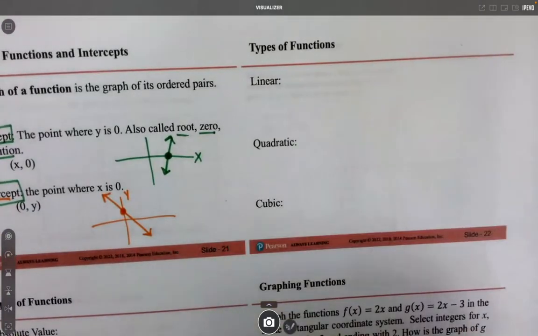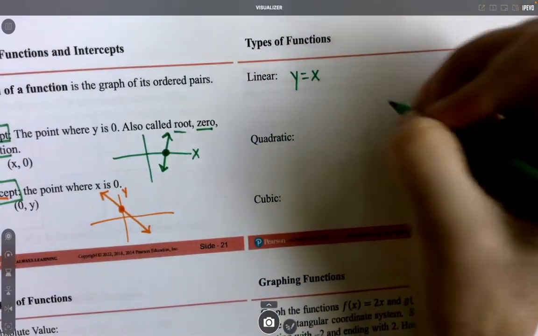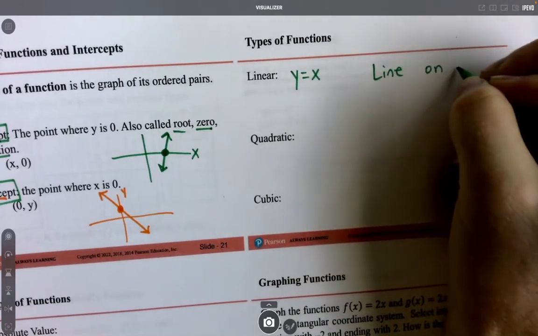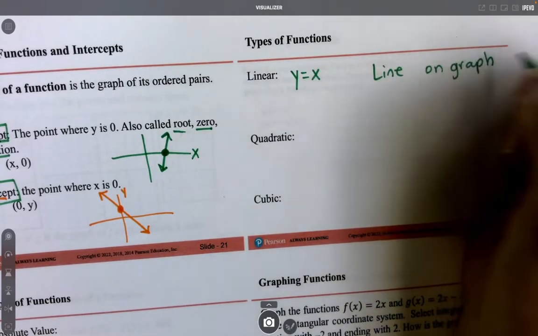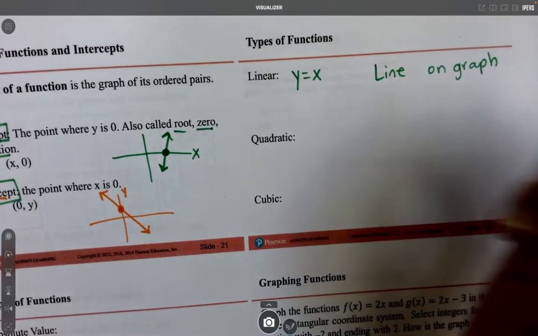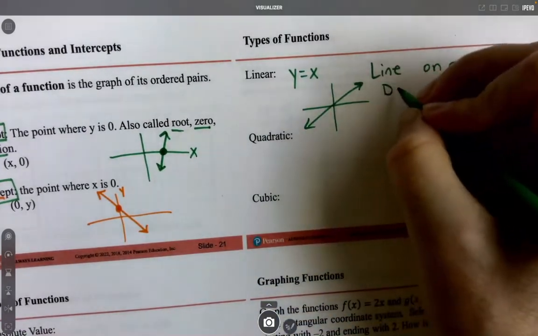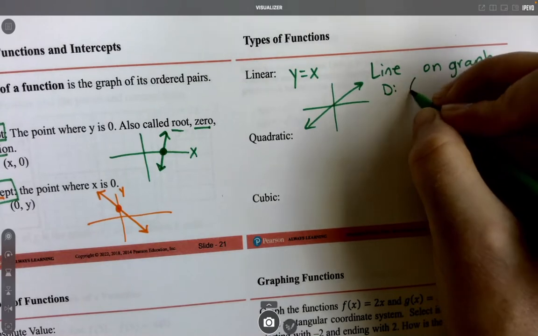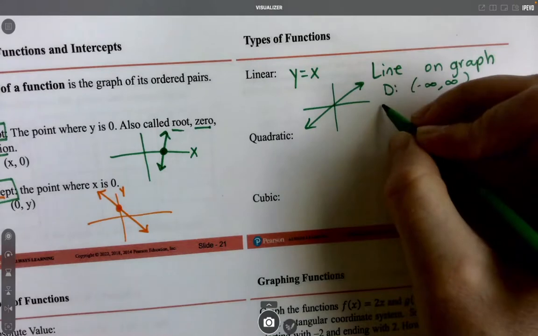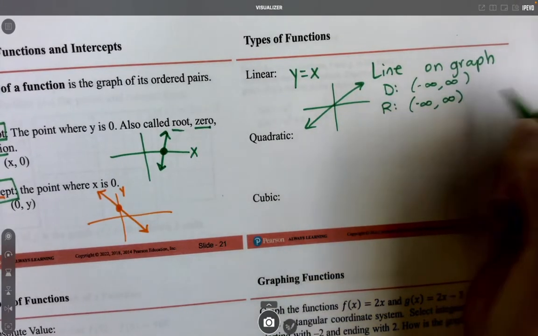Let's look at types of functions. So we have linear. Anytime it's just y equals x, y equals 3x plus 2, it is a line on the graph. If it extends in both directions, your domain and range are all real numbers, or negative infinity to positive infinity. So let's say it goes like that. Your domain will be negative infinity to positive infinity. So will your range, because it has no boundaries.